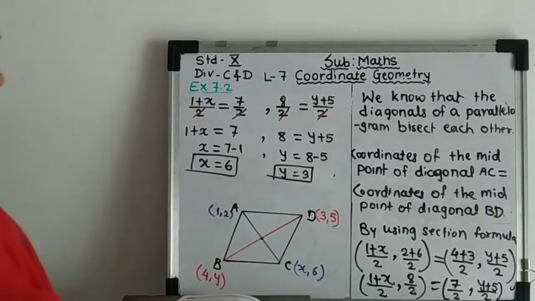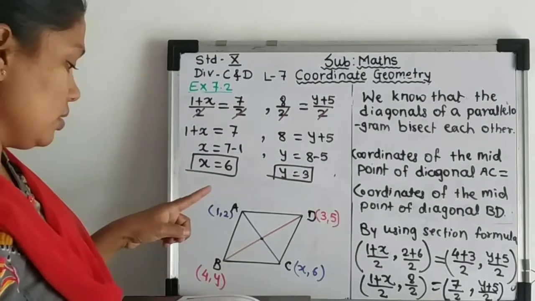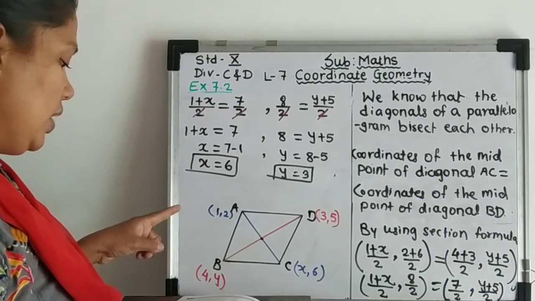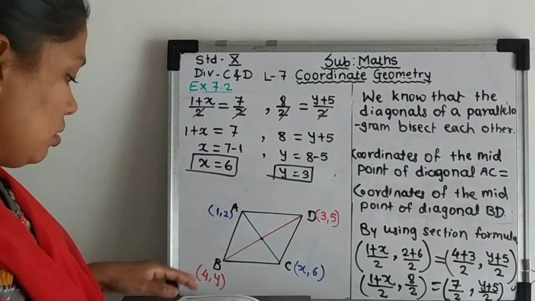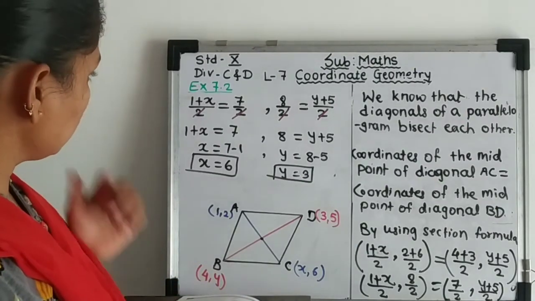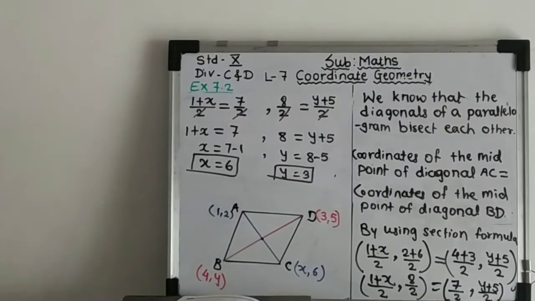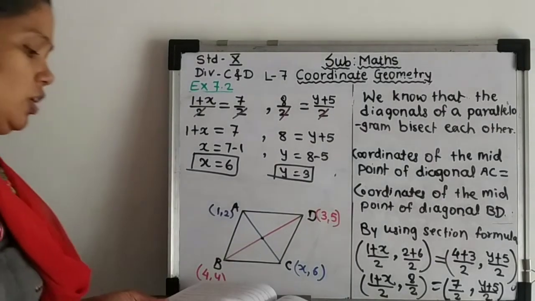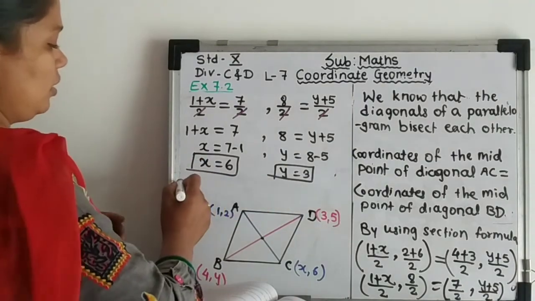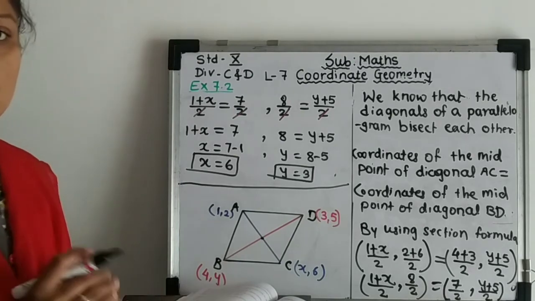So what are the coordinates we got? We have got 6 and 3. Right? Now, how did I get 6? Wait a minute, have I written the correct one? I'll check it first. So yes, x equals 6 and y equals 3 we got. So this is the final answer. Got it? Understood? I'll stop here.